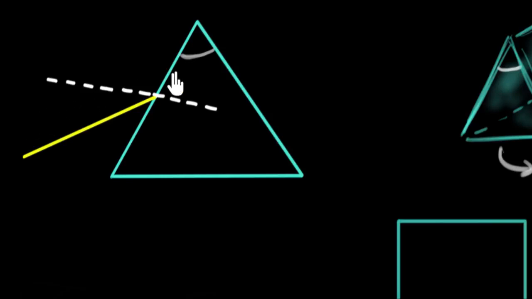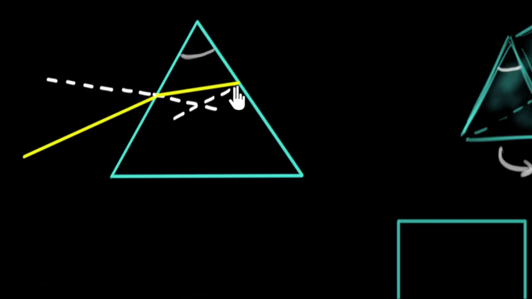So it's going to bend. So it was going this way, but now as it slows down, it'll bend towards the normal like this. So it's going to bend towards the normal. And now again, it hits the interface, and so it's again going to bend. So let's again draw another normal.